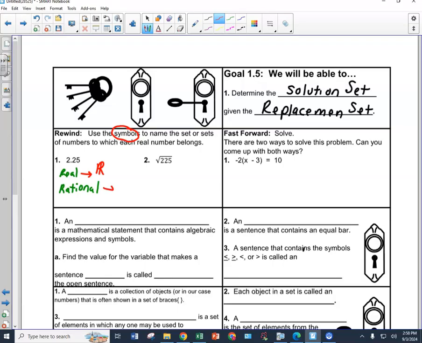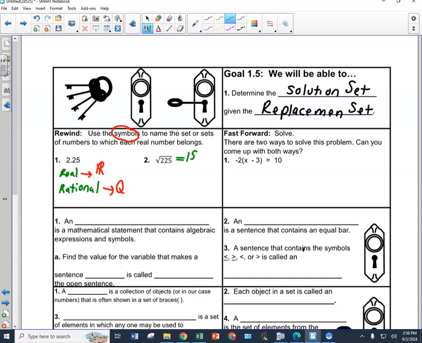Since we already used an R for that, you've got to think about what rational means. It means it can be turned into a fraction. A fraction bar is a division problem, and the result of a division problem is called the quotient. So they use the capital letter Q for that. On the next one, you have to know that you have the square root of 225, which we know is 15. You can use your calculator or look at your perfect square list.